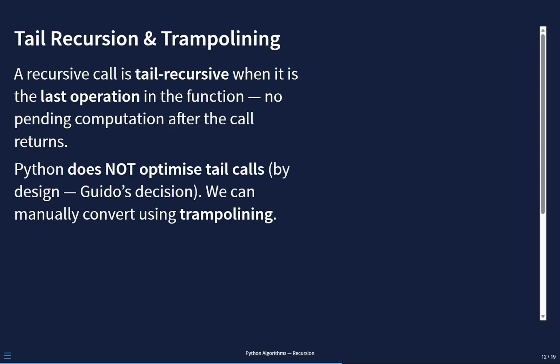No computation left to do after the call returns. In languages like Haskell, Scala, or Scheme, the compiler detects this pattern and replaces the call with a simple jump, reusing the current stack frame. No new frame means no stack growth. A tail recursive function can recurse a billion times in O(1) stack space.